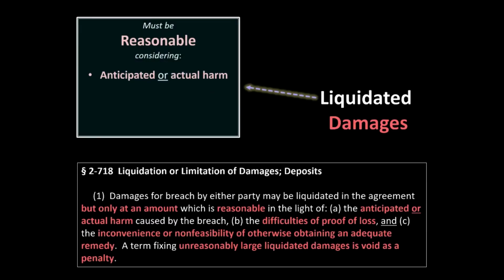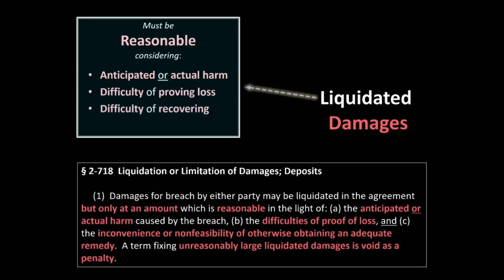The first factor is the anticipated or actual harm caused by the breach, and this is by far the most important factor. If the amount liquidated is unreasonably large as compared to the actual harm, or the harm that was anticipated by the parties ex ante when they agreed to the liquidated amount, the liquidated amount may be void as a penalty. Second, the amount liquidated must be reasonable in light of difficulties of proving loss.